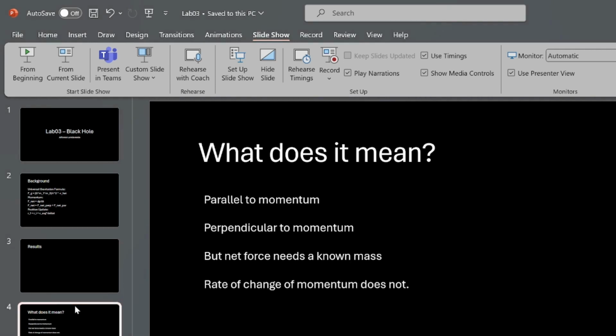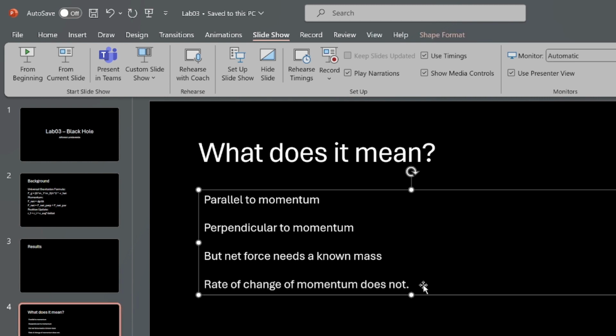When we look at force in relationship to momentum, we find that a lot of them are equivalent mathematical statements: the parallel component of the net force is equal to the parallel component of the rate of change of momentum, and the perpendicular component of net force equals the perpendicular component of that. But net force requires a known mass, and in our system we don't have a known mass for the black hole. So we use the rate of change of momentum since it does not require that, and we can use that to solve for the net force.